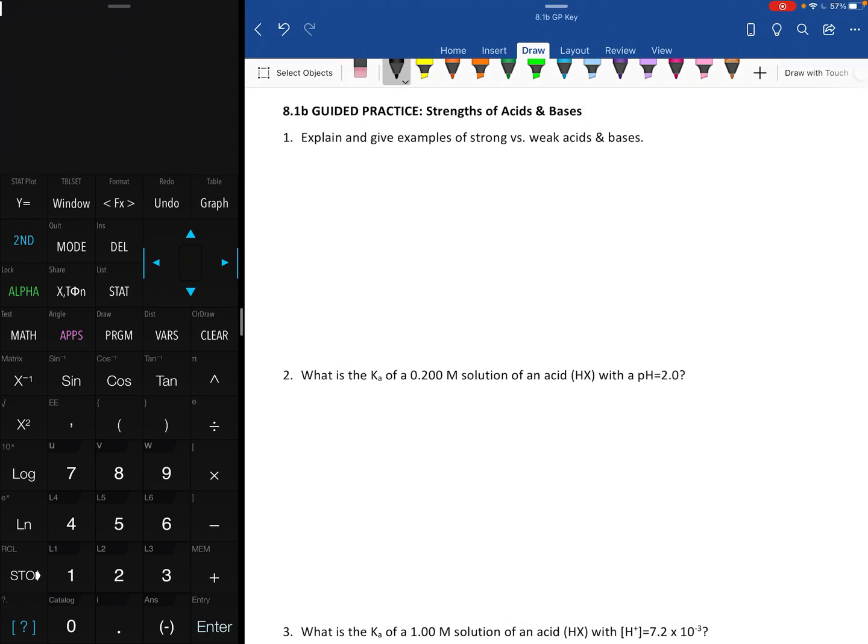So let's take a look at this guided practice on strengths of acids and bases. The first thing we want to do is just describe what's the difference between a strong versus a weak acid or a base. We're just going to highlight the big important parts first. So if we're talking about strong, either an acid or a base, the idea is that these things, and we'll kind of section this off here, are going to ionize completely.